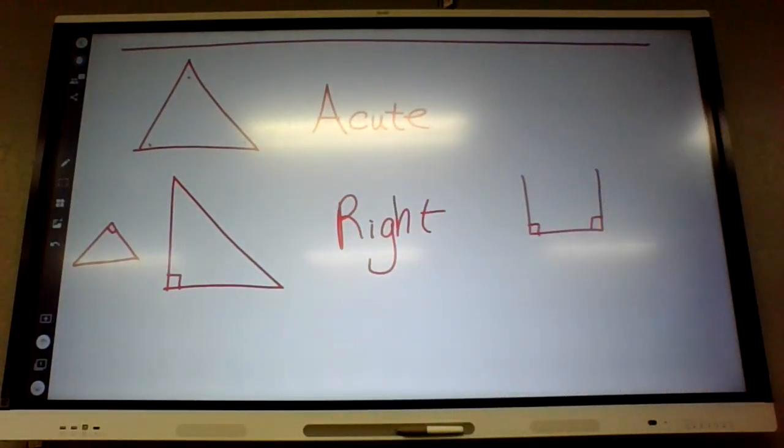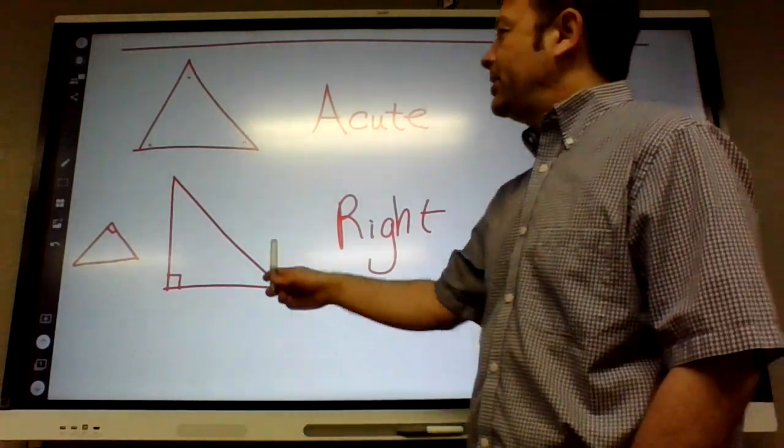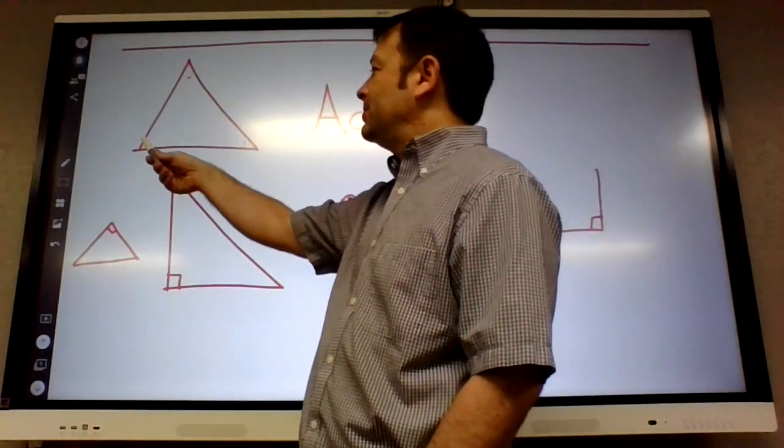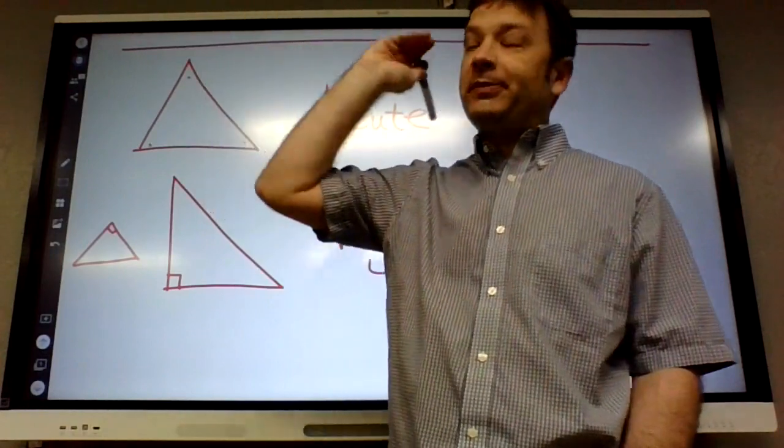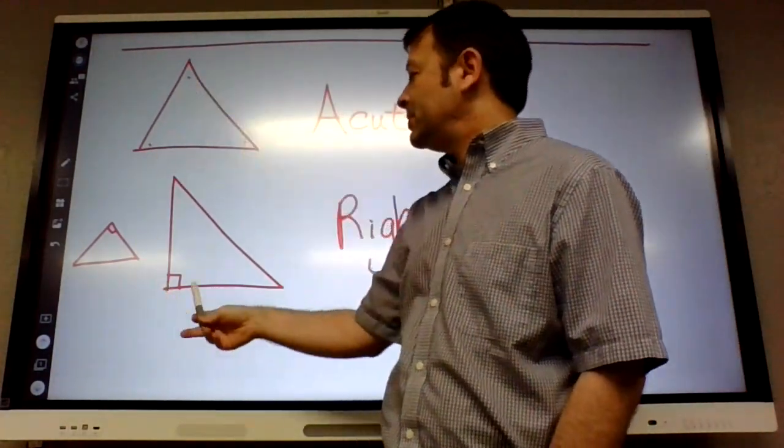Equilateral triangles are acute. Seems like it would need to be a right angle. No, they're not right angles. They could all be like 60, 60, 60, or 50, 60, 70, or something like that. There's no right angles in there. See the difference?